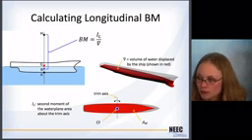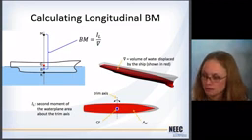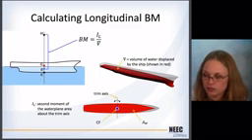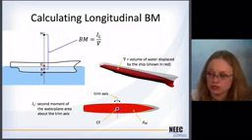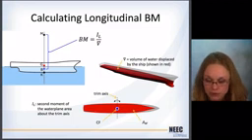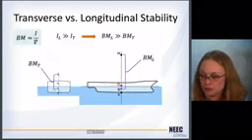Longitudinal BM here, again, is defined the same, except that now we're using the longitudinal moment of inertia of the water plane. You can see with the illustration here that there's a lot more area that's far away from the trim axis, which means that the longitudinal moment of inertia here is going to be a lot larger, like the number is going to be much larger. And so the BM here is huge compared to the transverse BM.